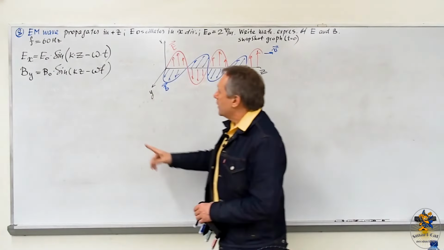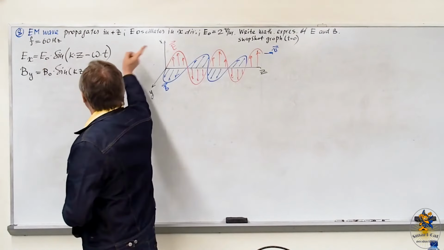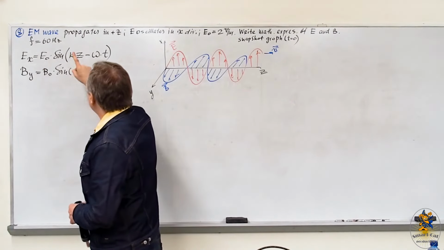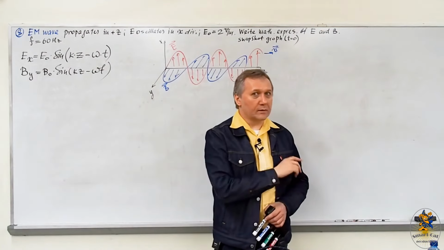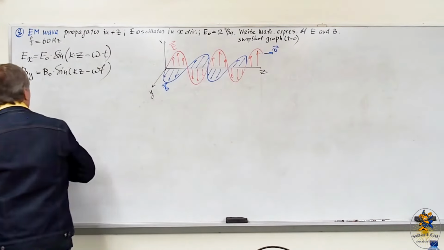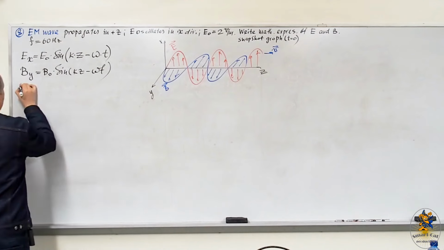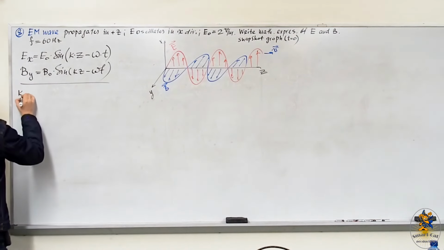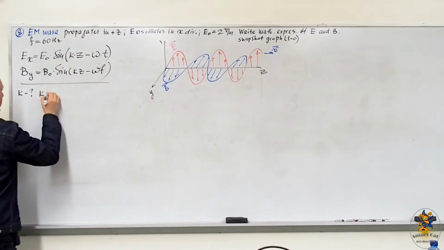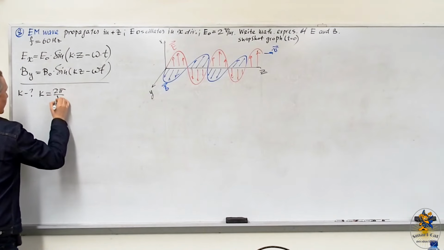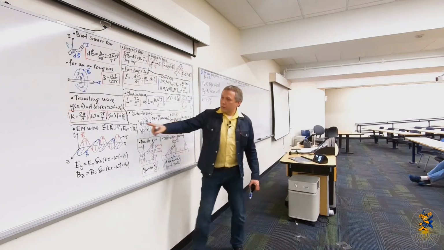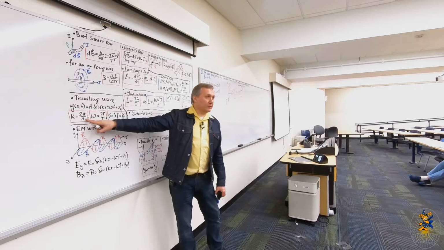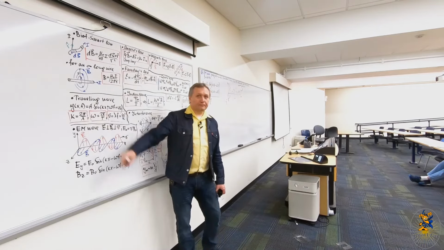Okay, so now the electric field amplitude is given. We will have to find B naught, we need to find k, and we need to find omega. Basically three parts, and that will be the end of the problem. So let's start with k. By definition, k is 2 pi divided by lambda. Wave number, k is the wave number. By definition, 2 pi divided by the spatial periodicity.